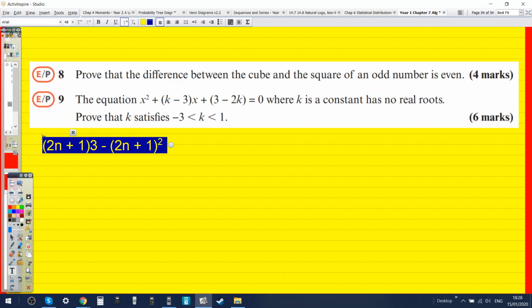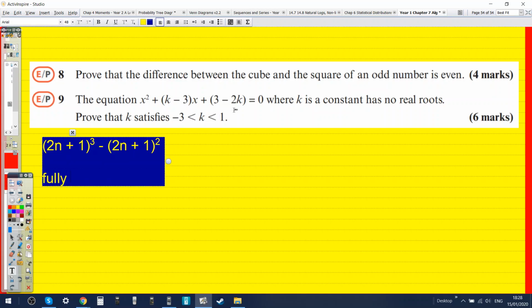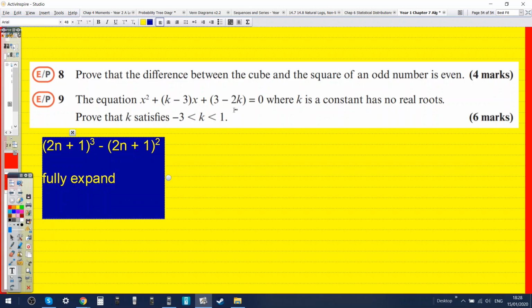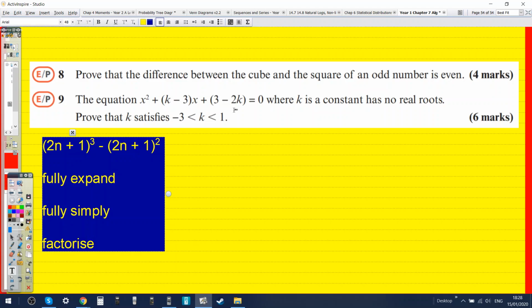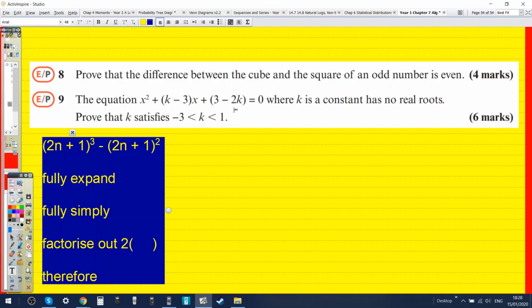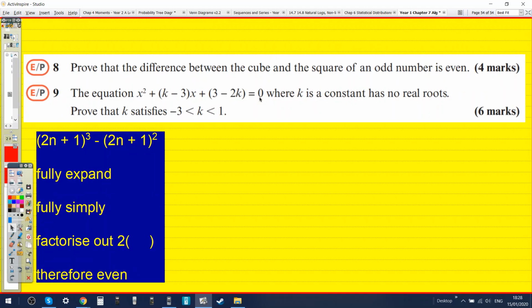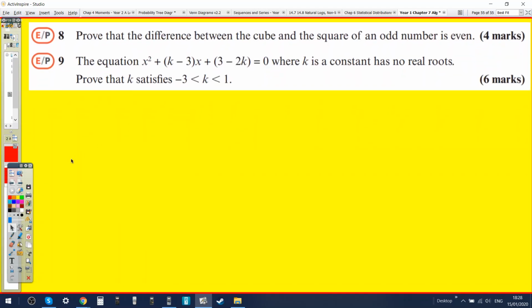Yes, and what do you know about your answer? How will you actually prove that it is even? If you can factorize 2 out? Yes. Fully expand, fully simplify, factorize out 2. Let's put a little blank bracket there. Therefore even. Let's try question 9.